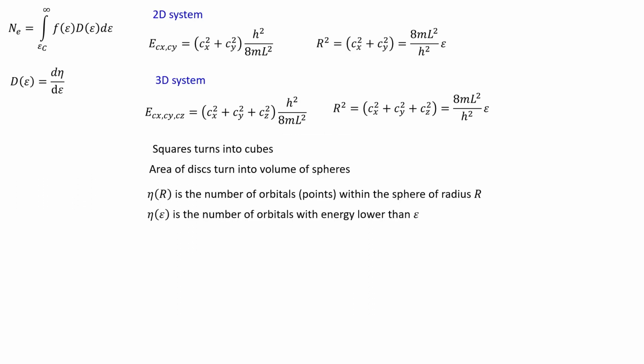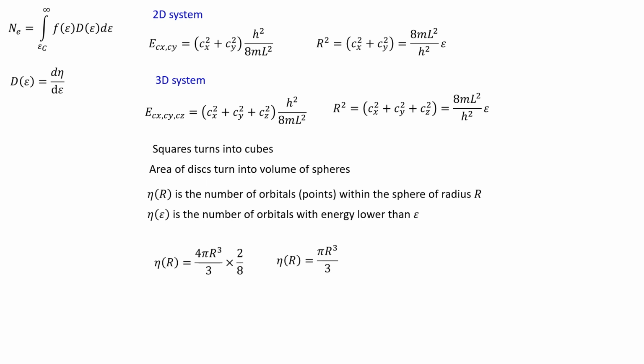Okay, now we can follow the same strategy, but in a 3D system. If we're considering a 3D system, then the squares will turn into cubes. The area of the disks will turn into volumes of spheres. This function now is the number of orbitals within the sphere of radius r. And when you express it in terms of the energy, it becomes the number of orbitals with energy lower than epsilon.